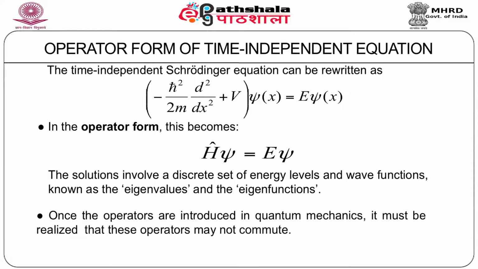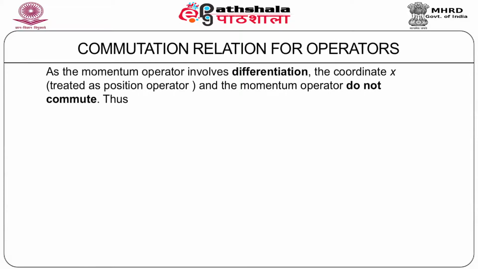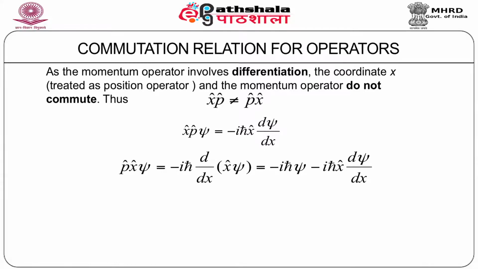Once the operators are introduced in quantum mechanics, it must be realized that these operators do not commute. On the screen you can see commutation relations for operators. As the momentum operator involves differentiation, the coordinate x, treated as the position operator, and the momentum operator do not commute. That is, xp is not equal to px. How can you see this? Let xp, the left-hand side, operate on a wave function, let us say psi. So you get minus i h bar x d psi/dx.